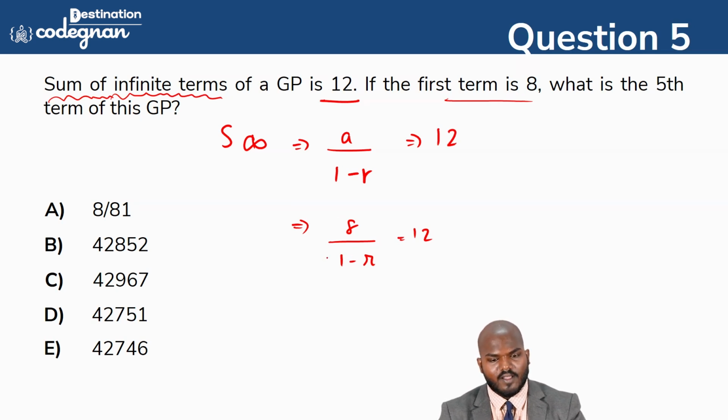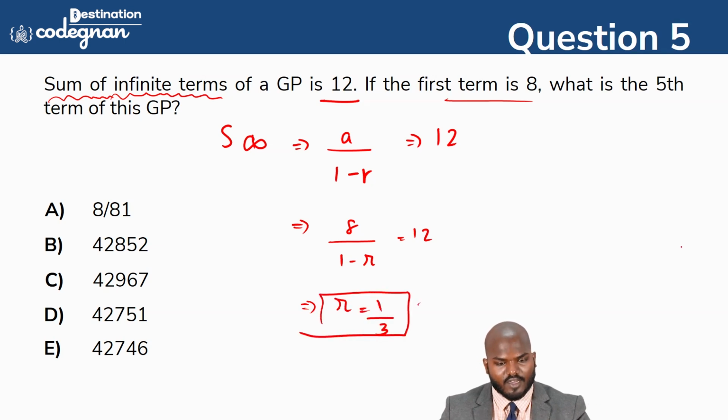Okay, you can take it up in a common fraction or anything you want. If you find this R value, that is 1 by 3 that we get here. But they're asking not for the sum of the infinite terms, they're asking: what is the fifth term of the GP?